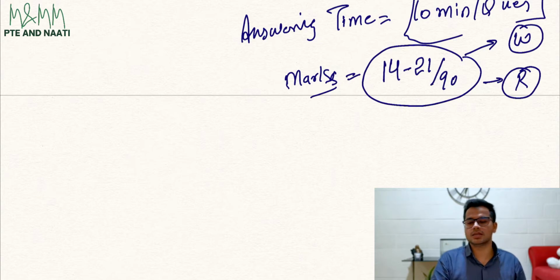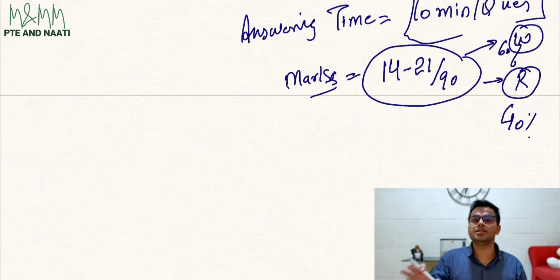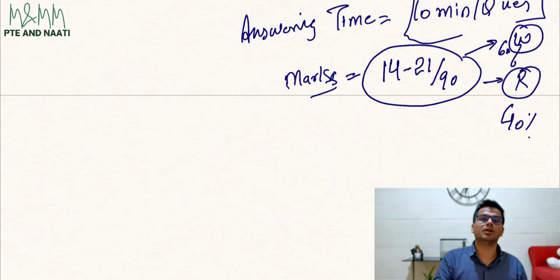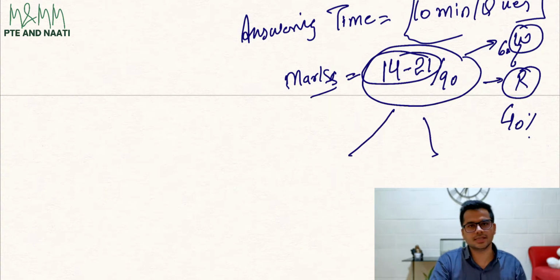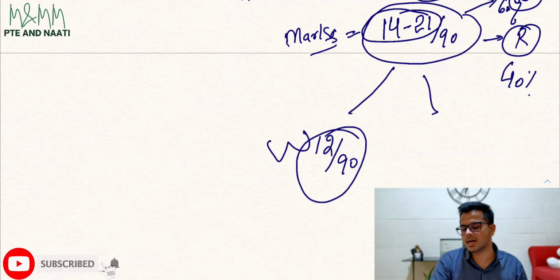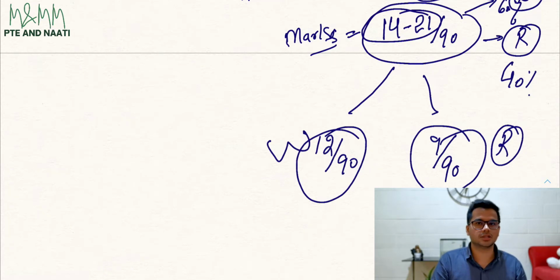But here there's a twist. The marks are not equally distributed in reading and writing. They make it a 40 and 60 ratio. That means 60% of your total marks would be going towards writing and 40% would be going towards reading. If you divide this number into 60 and 40, on an average, you're aiming for about 12 marks out of 90 in your writing section and about 9 marks out of 90 in your reading section.